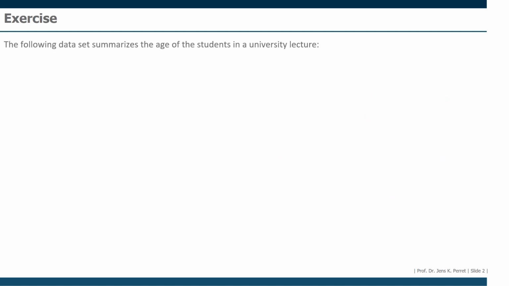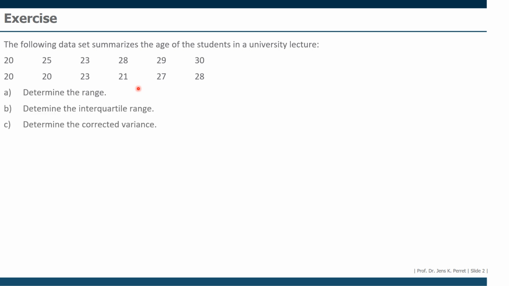So our task here is the following data set, which summarizes the age of students in a university lecture. And these are the 12 observations. Our tasks in regard to this data set are first off determine the range, the interquartile range, the corrected variance, and finally the corrected standard deviation.